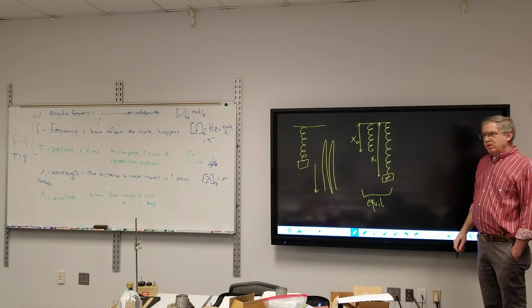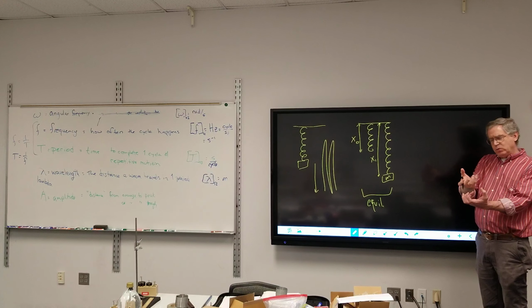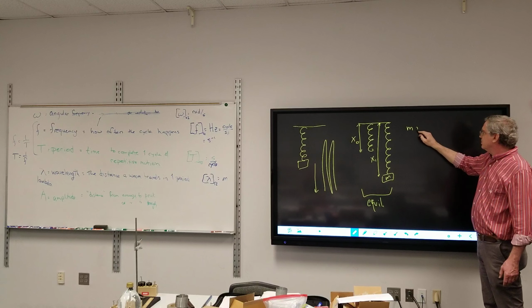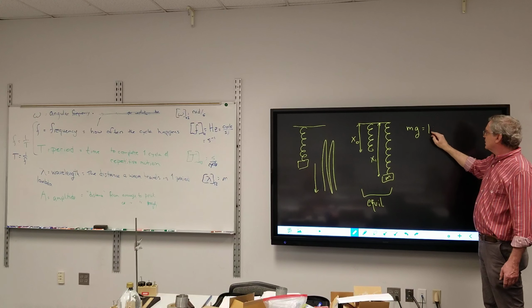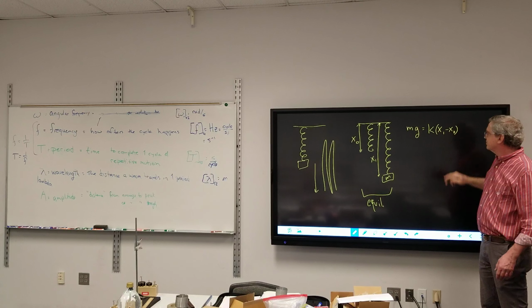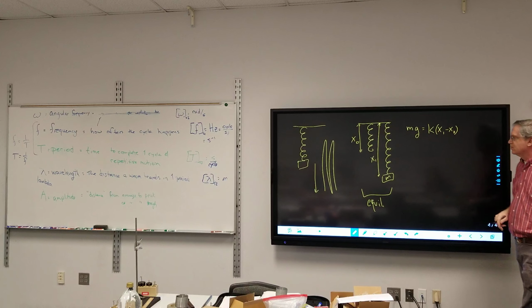Because it's in equilibrium, I know that the weight must equal the spring force there. So mg must equal k times x1 minus x0, because that's how far the spring stretched from equilibrium.